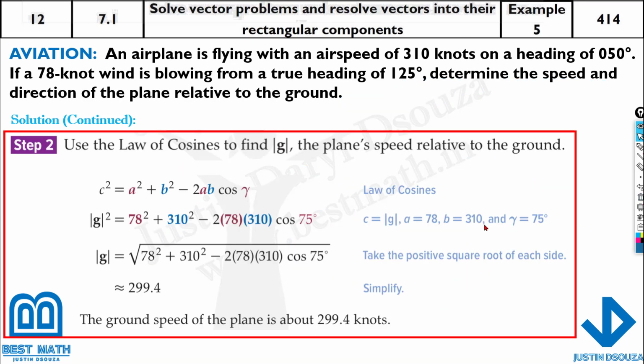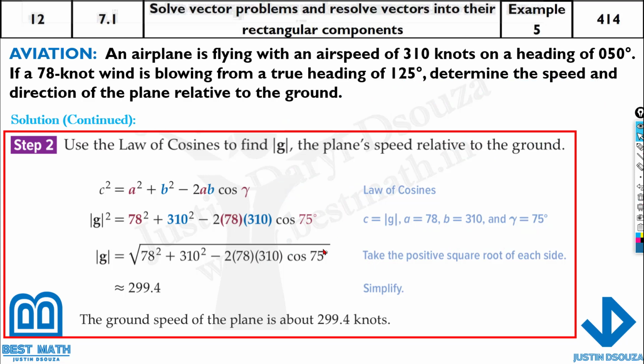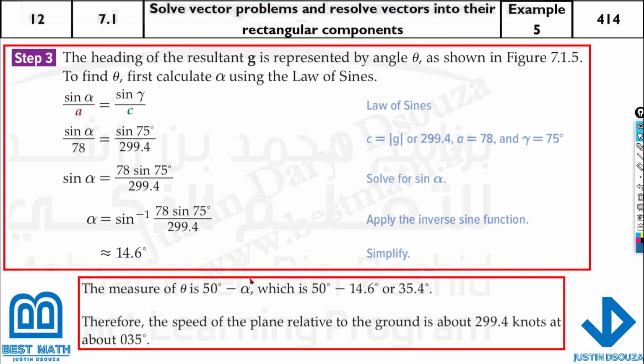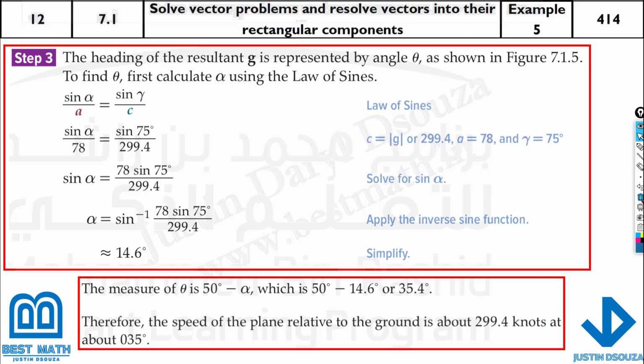Let's look at the answers. So this is how we solve it. Cosine rule. We got the same answer, 299.4. And then that is the speed. And then we have to find the angle. Yeah, sorry, not 15. What was I saying? It is 50 degrees minus 14.57. That is 35.4. Yes, exactly correct. So that is the answer.